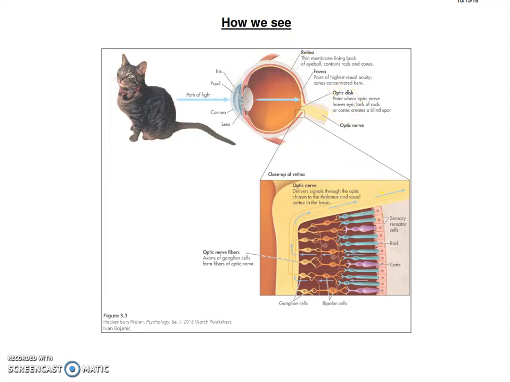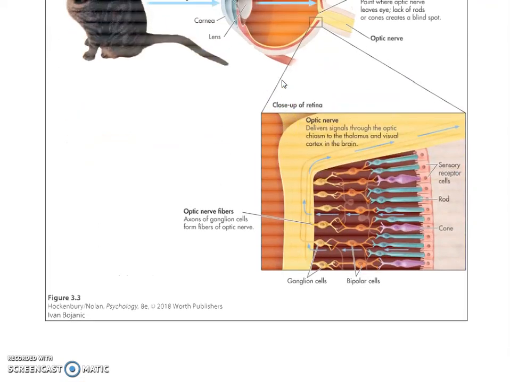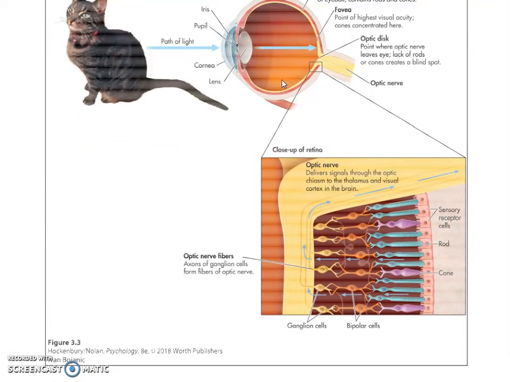The retina is this thin membrane at the back of the eyeball containing rods and cones. And in the picture down below, we have the rods that are depicted in light blue, and they're rod-shaped, and cones that are cone-shaped and a magenta color.